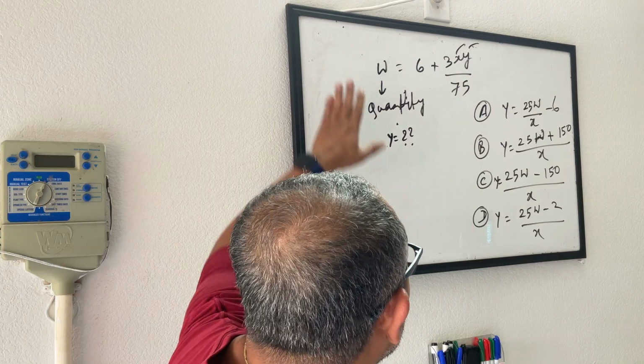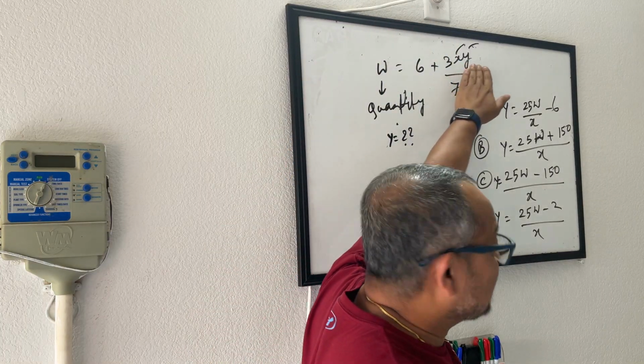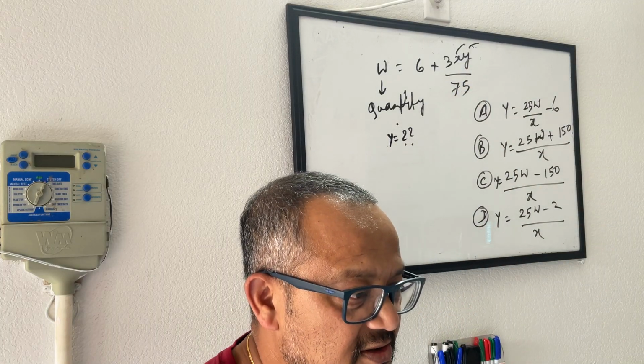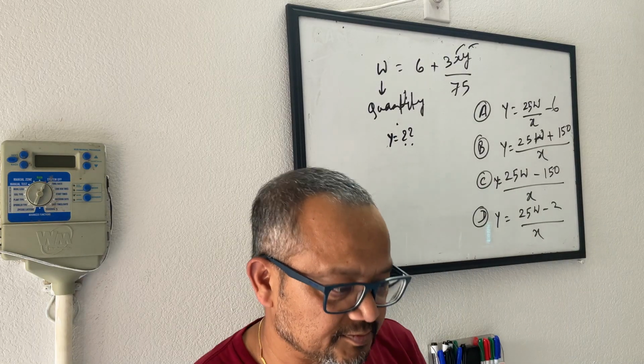So everybody got the question, right? W is a quantity represented in terms of x and y. You have to find out what is the value of y and you have to pick one of the choices. Again, it's all about how you are making your numbers move.